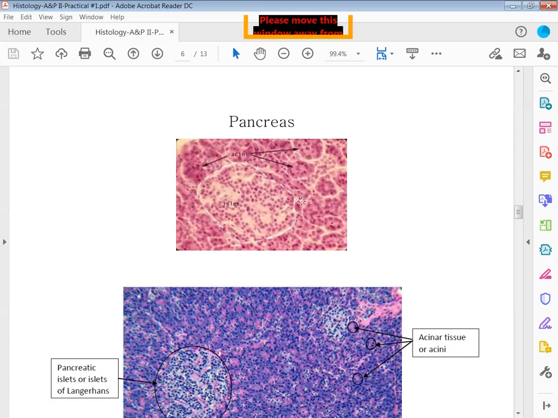You need to know that this organ or gland is the pancreas. This structure here is called your pancreatic islets or your islets of Langerhans. And these collections of darker cells with lighter centers are called acinar tissue or acini.